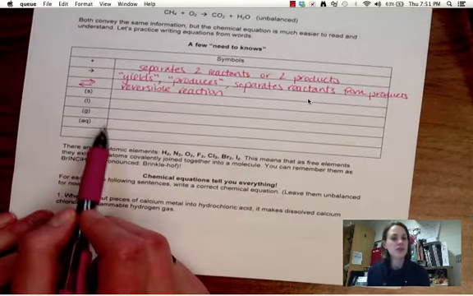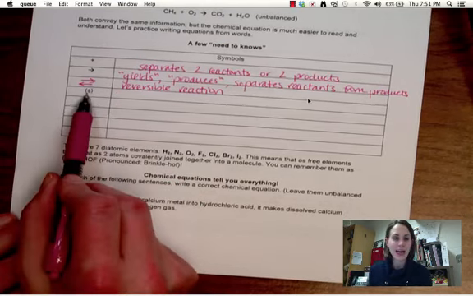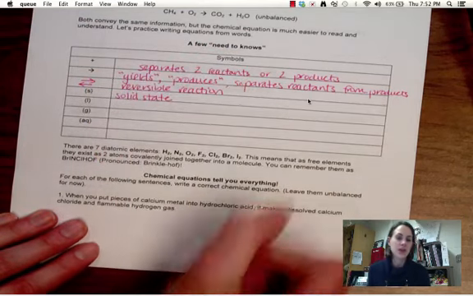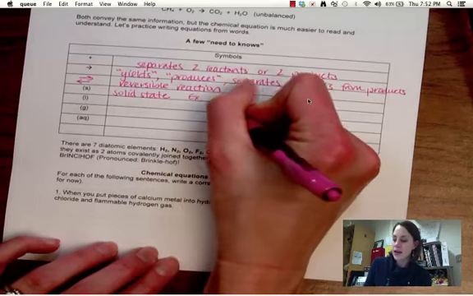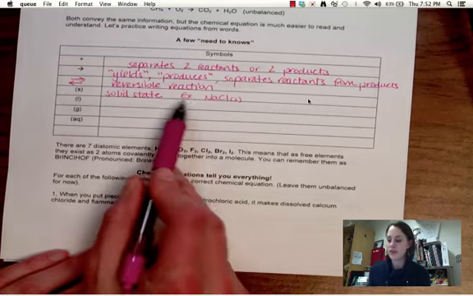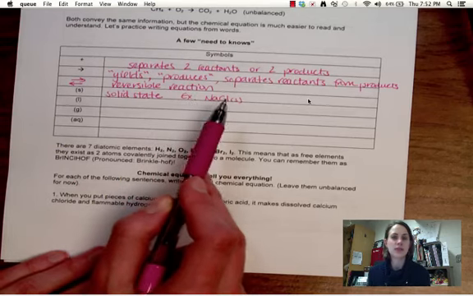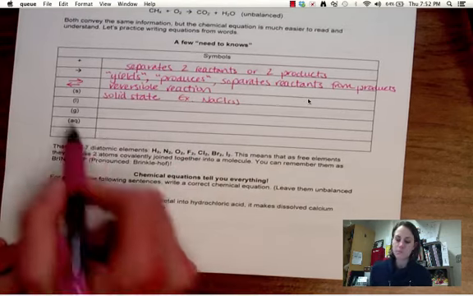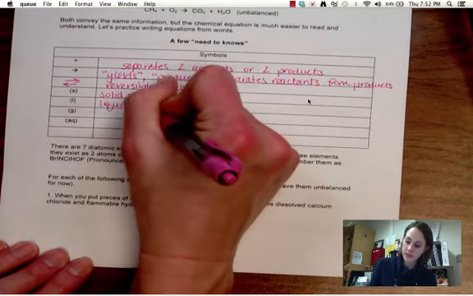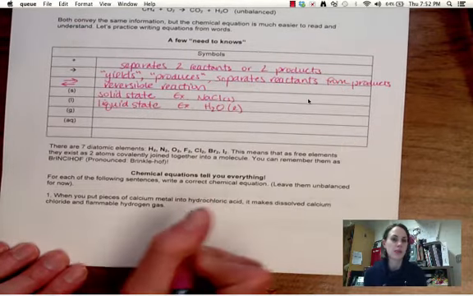The next symbols have to do with states of matter. You can probably figure out what these are, but we'll fill them in the table. An S means that a reactant or product is in the solid state. So for example, I can write NaCl, which is table salt, and if I put a little s in parentheses after the formula, that indicates that it is a solid. I have solid sodium chloride crystals that I'm working with. An L is a liquid state. For example, water, which we know at room temperature is a liquid.